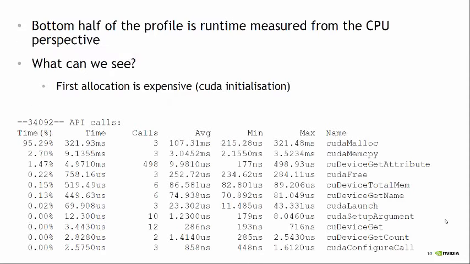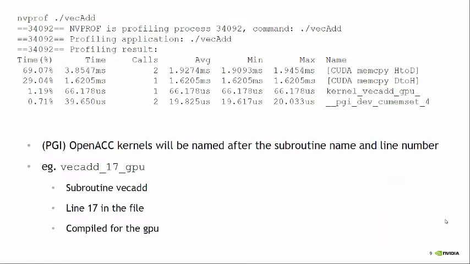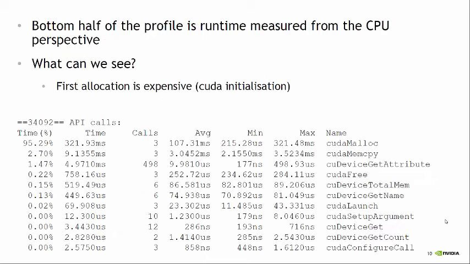So the bottom half of the profile is, I'd say, the runtime measured from the CPU perspective. So these are the GPU calls measured from the CPU perspective, or the GPU API calls as well. It doesn't measure the CPU code directly. So what can we see here? Well, we've rather unexpectedly got a CUDA malloc taking 95% of our CPU time, which is 321 milliseconds for one of them. Now if we look at our memory copies from the previous one, they're taking 2 milliseconds. So that's a bit of a shock.